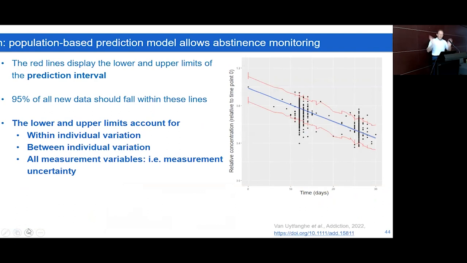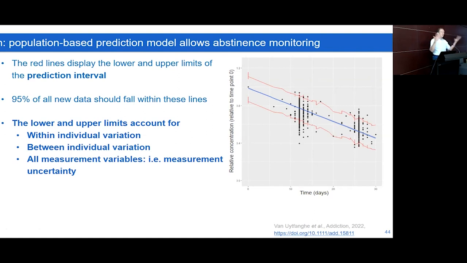In the end, to make a long story short, what could we do with that? We could set up a prediction interval with 95% confidence, taking into account all different variables in the population. We had a relative starting situation, and then we can predict where someone is. If someone who has a starting value here ends up after a certain period of time over here, then we can definitely say you have been drinking, you've not been abstinent. So this does work.